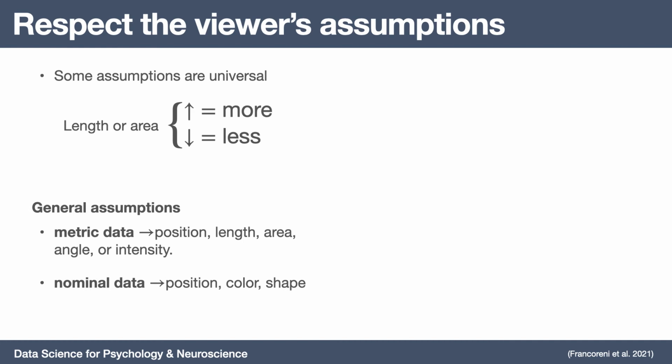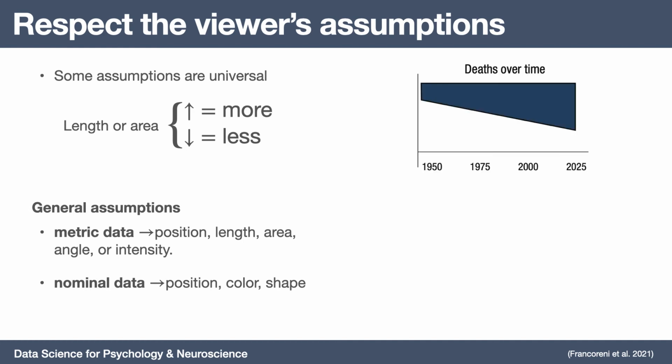Now, you want to be very respectful of the viewer's assumptions, because that can lead to misinterpretations of your data during visualization. So for example here, consider this plot that's showing deaths over time. Now, the plot is trying to show that deaths are going down. That bottom line of that rhombus is going down. However, by choosing to use this funky shape, what the reader sees is deaths increasing, because the area of that object is increasing as you go from 1950 to 2025.